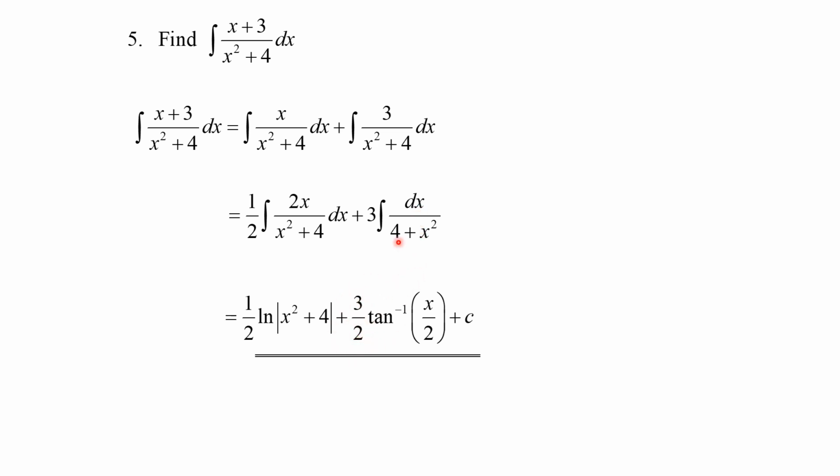Because this is 1 over a squared plus x squared, it becomes inverse tangent of x over a. Your a is 2 here. So it's x over 2, plus c because it's an indefinite integral.